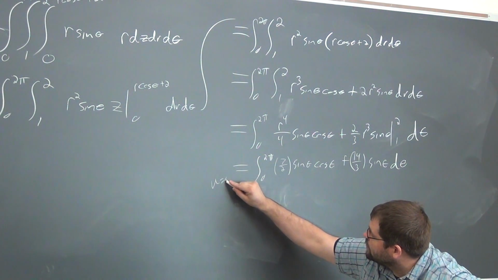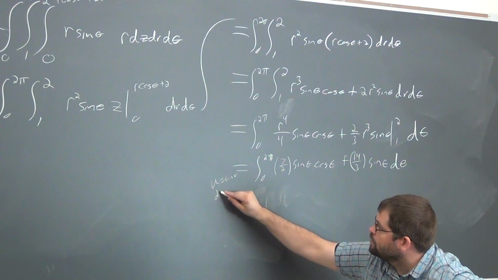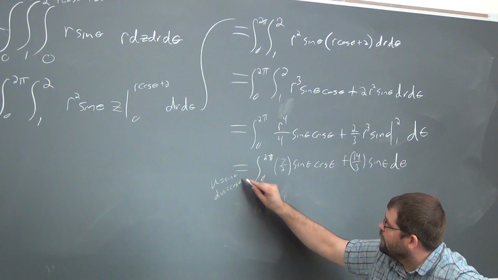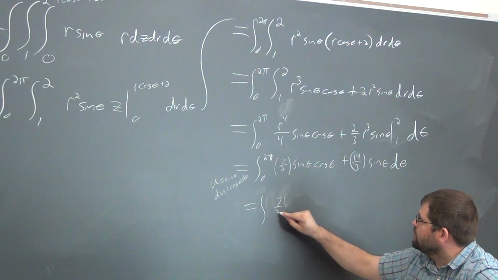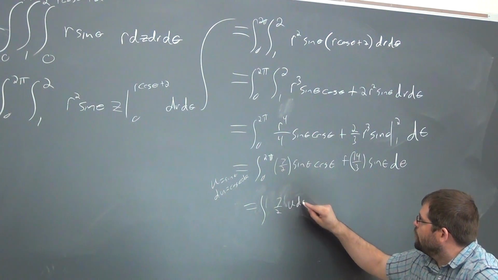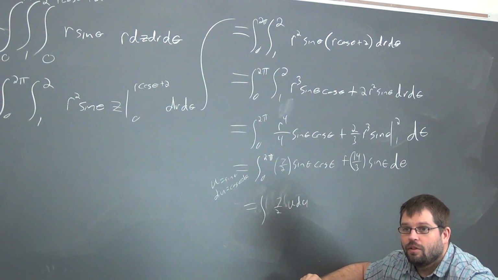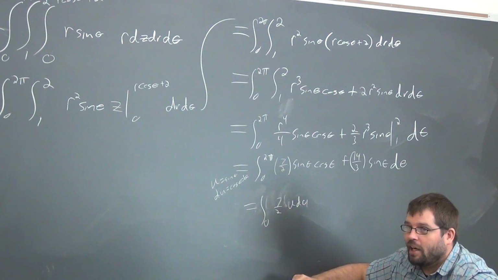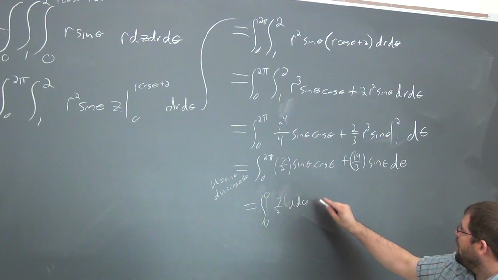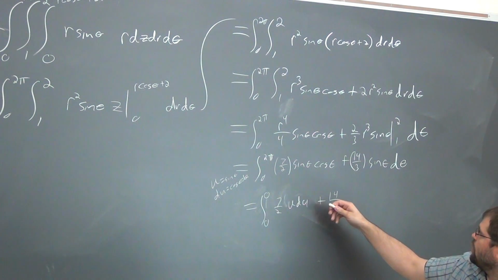But one way would be just to let u be sine of theta, right? And then what's du? Cosine of theta d theta. And so this becomes 7/2 u du, right? Just this first part. And what would your bounds switch to? Sine of 0 is? Just 0. Sine of 2 pi is? 0. Also 0. Plus 14/3.